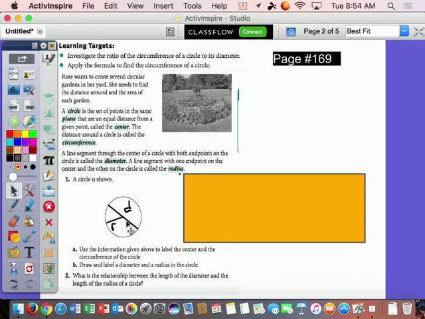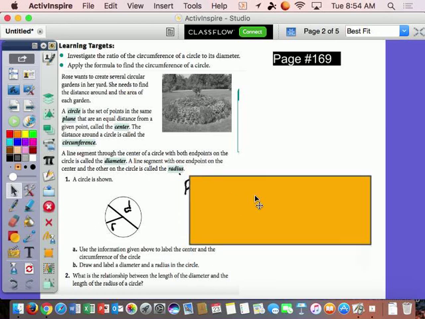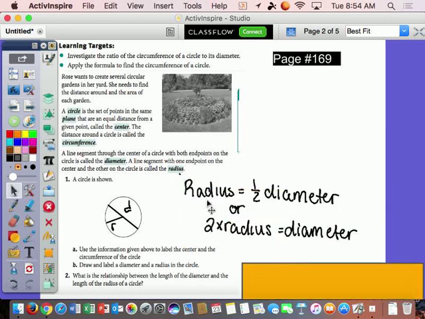If you look at this line and you look at this line, what do you notice about them? Think about it. This line, how much of this line do you think the radius represents? Half. So we could write this as the radius equals half the diameter, or 2 times the radius equals the diameter. Okay, so pause it or write this down. You are going to need to know that for what we're doing today.